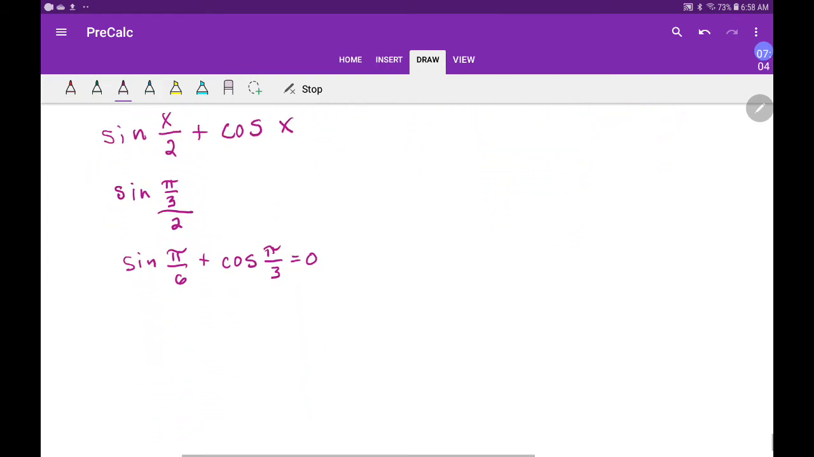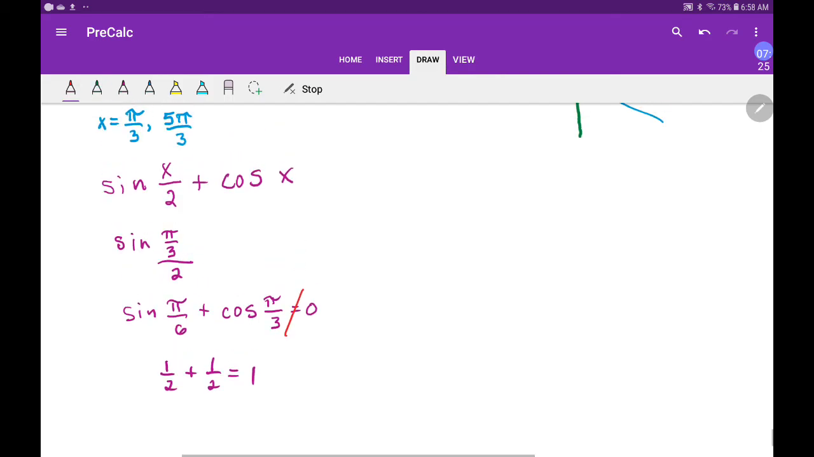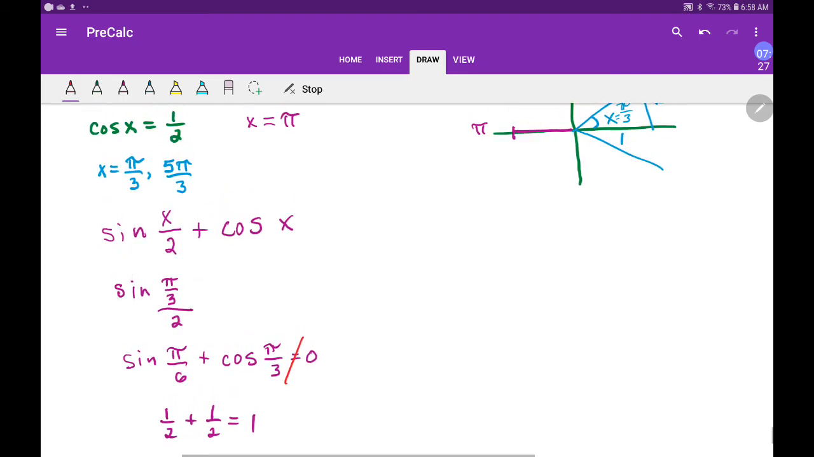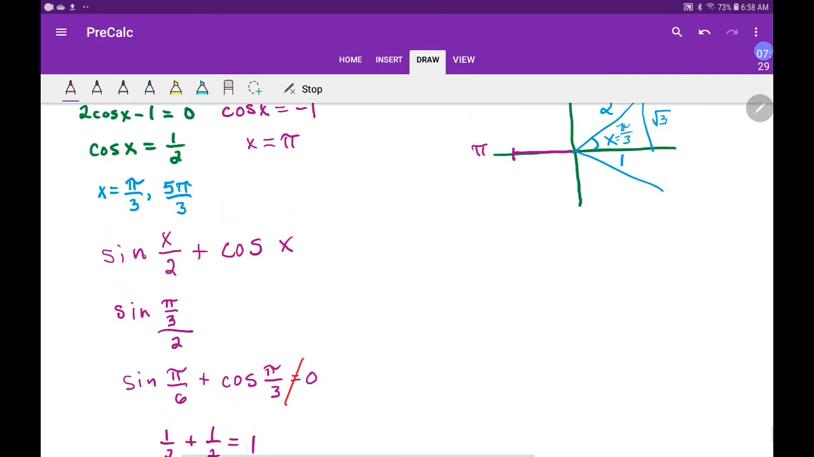Okay, so if we use our reference triangles, the sine of pi over 6 is 1/2. And the cosine of pi over 3, that's the cosine of 60, is 1/2. And so we'd get 1. And we'd say, I'm not liking that answer. I would say, no, that's not true. So we throw that answer out. And then we try it again.